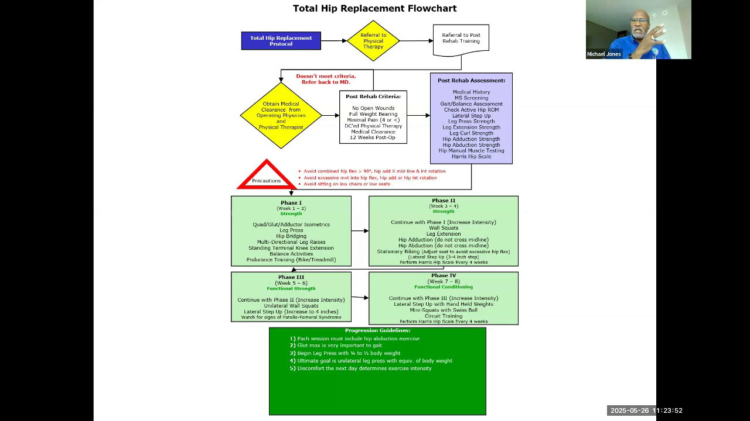So at what point does the client max out on the protocol? And now we're going to move them on to discharge, or maybe we're going to step them down to personal training. So we move them out of medical exercise training, or we're going to move them into a maintenance program where they're able to do some of this on their own.